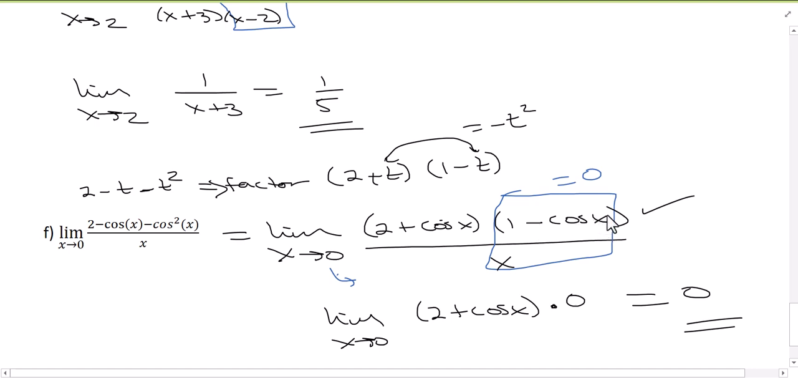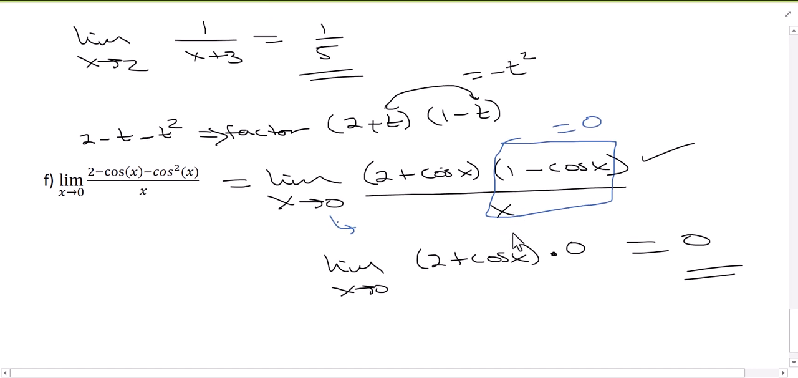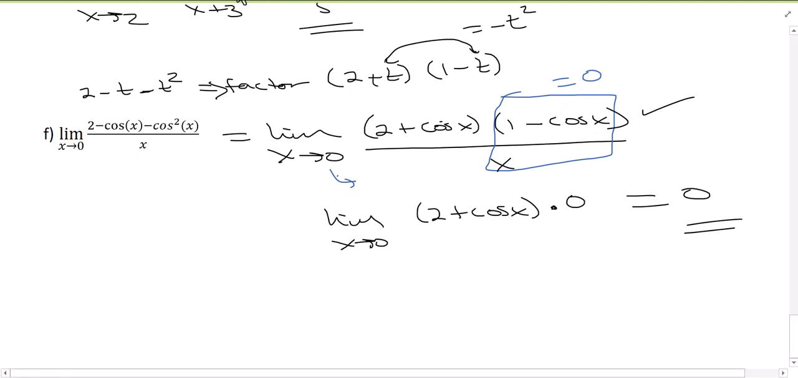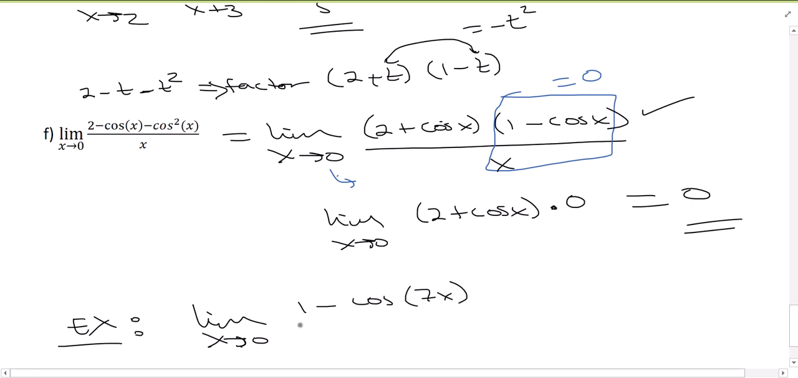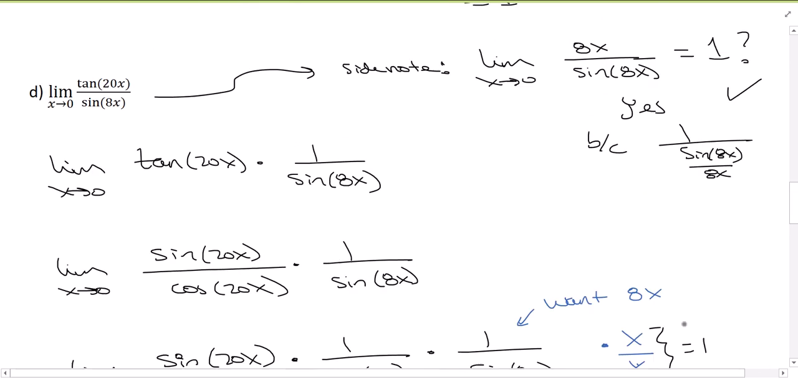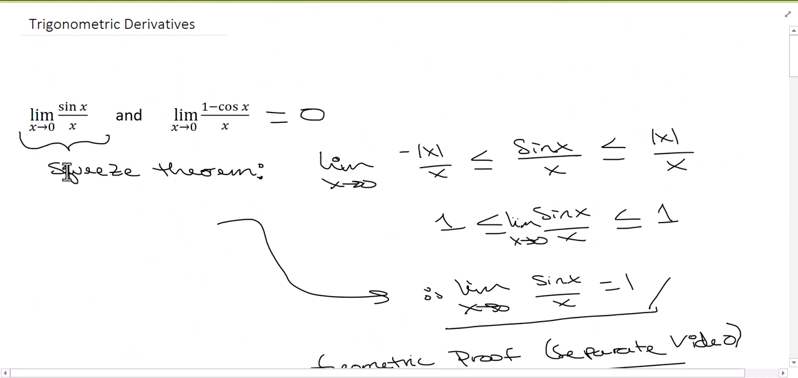We want to be able to match the argument of the cosine with the x, with the denominator. I'm going to do a quick example, make one up here. If I have the limit as x goes to 0 of, say, 1 minus cosine of 7x, I will need to have a 7x on the bottom for this to be 0. If I didn't have a 7x, I will do the same thing that we did above with the sine, right? Multiply top and bottom by 7 so that I get the same argument in the denominator, and then that limit is 0.